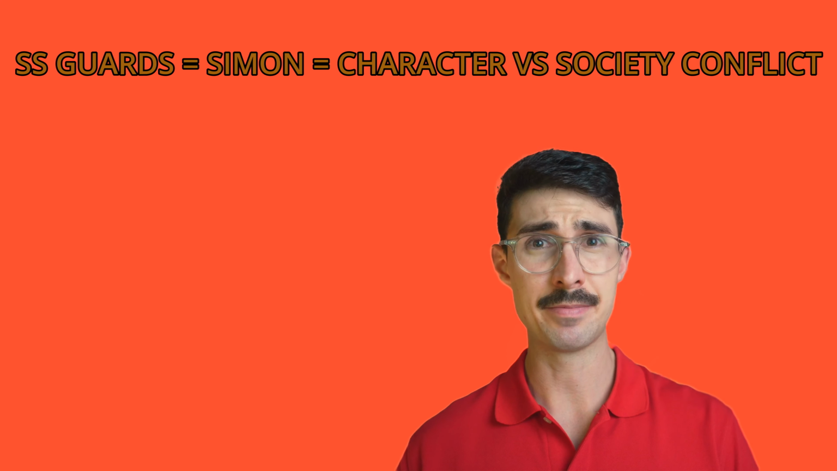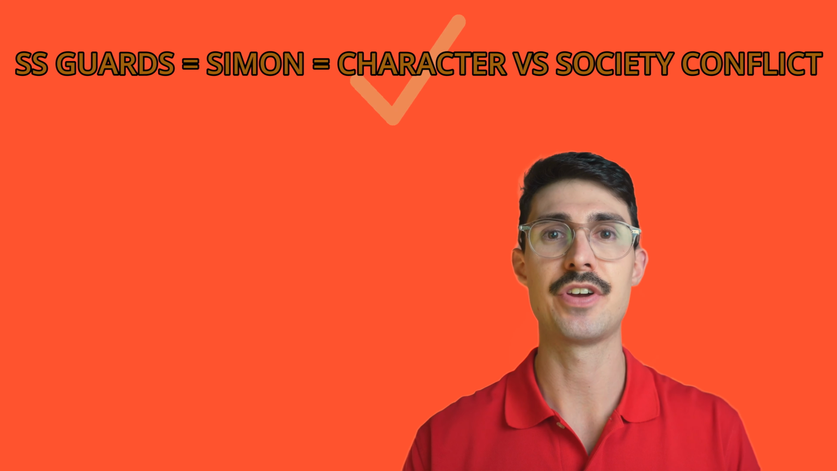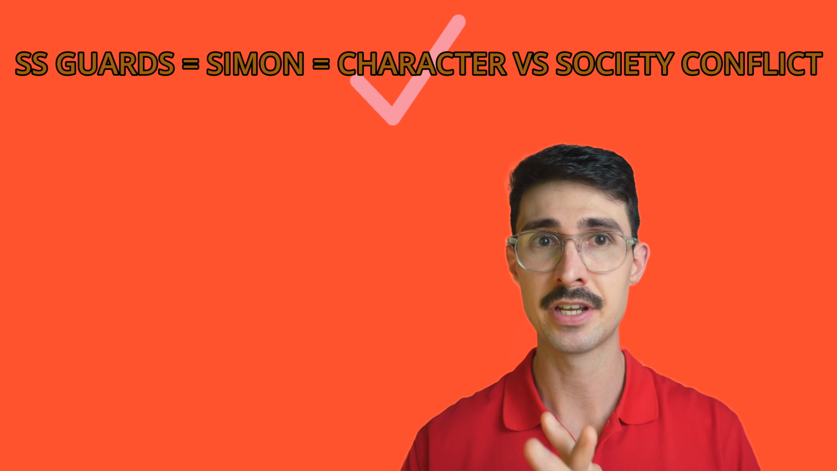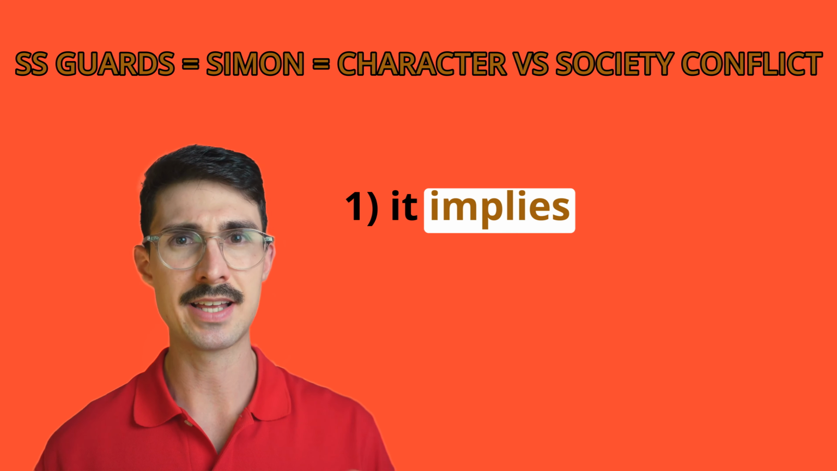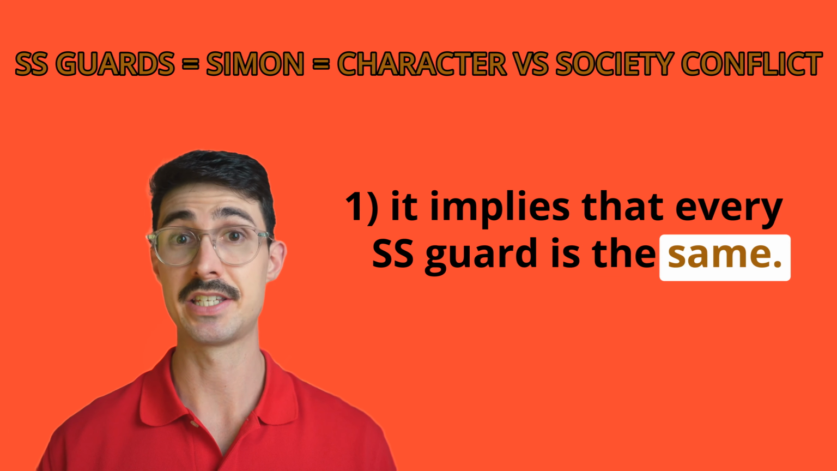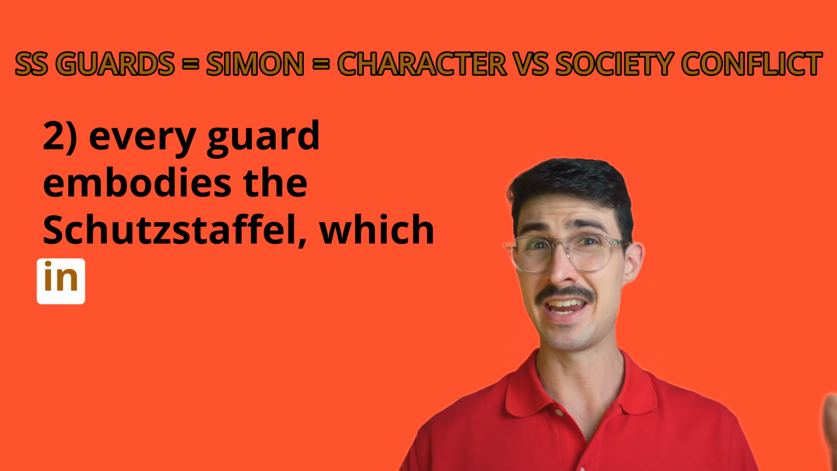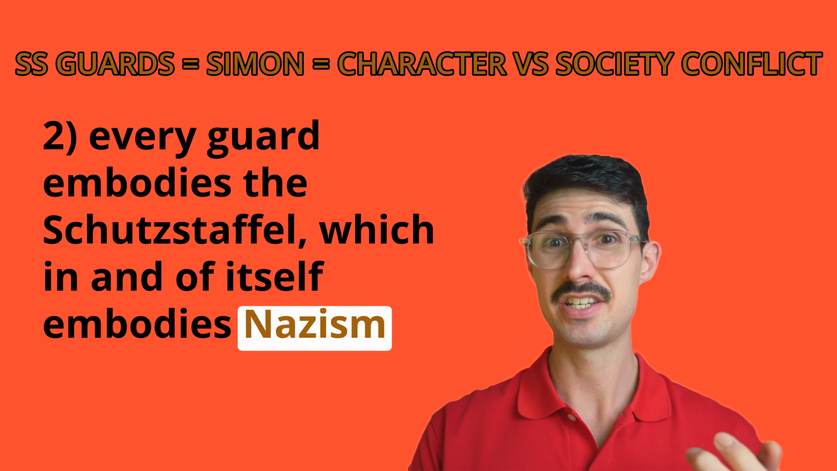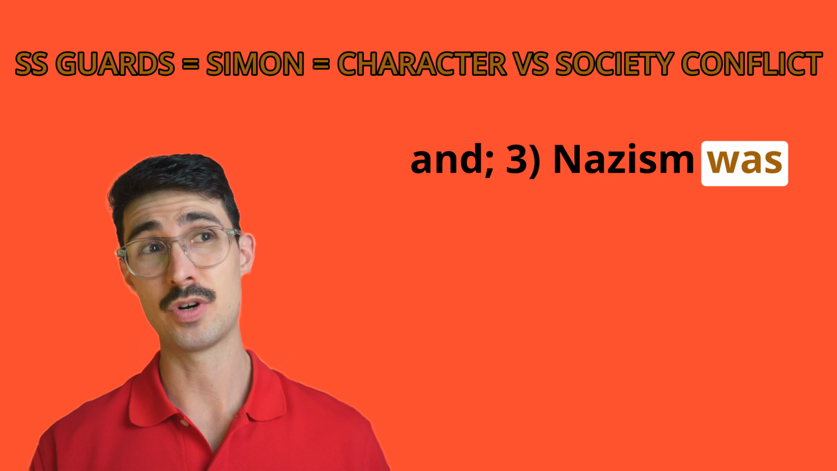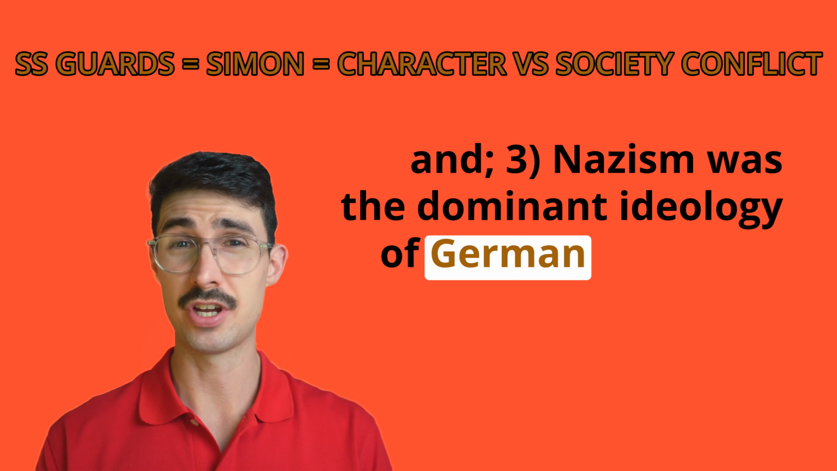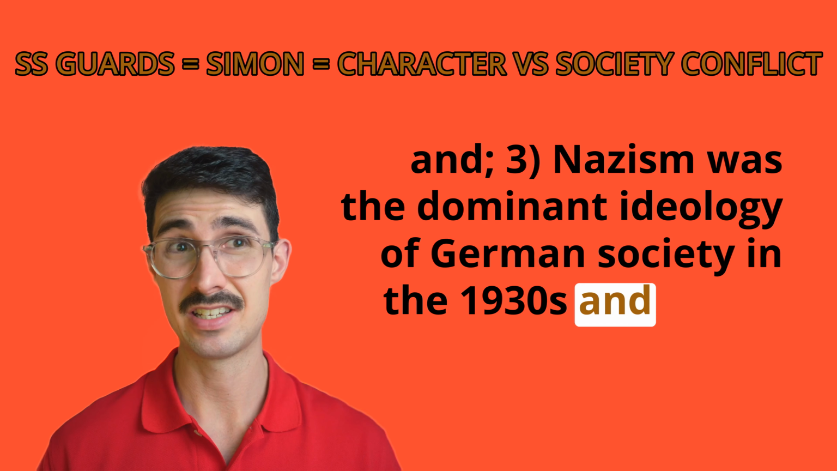Referring to every SS guard as Simon effectively conveys the character versus society type of conflict because, one, it implies that every SS guard is the same. Two, every guard embodies the Schutzstaffel, which in and of itself embodies Nazism. And thirdly, Nazism was the dominant ideology of German society in the 1930s and 1940s.